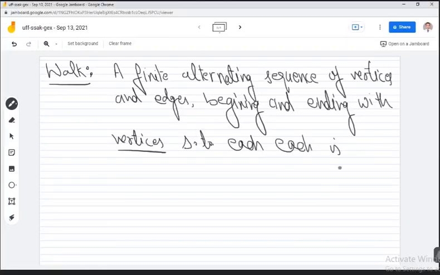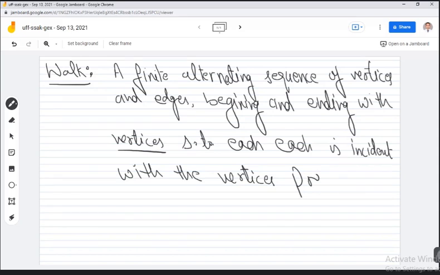...is incident with the vertices preceding and following it.